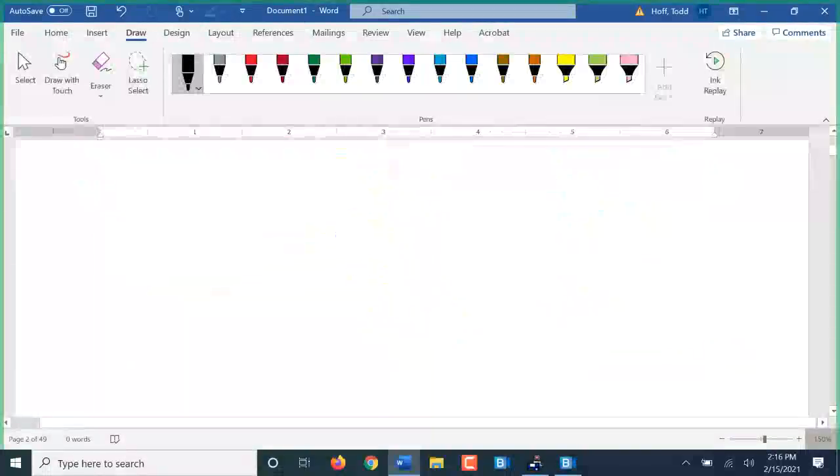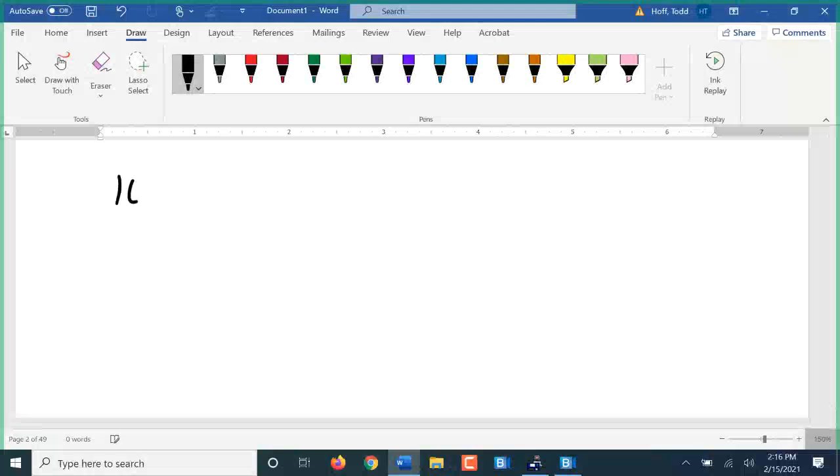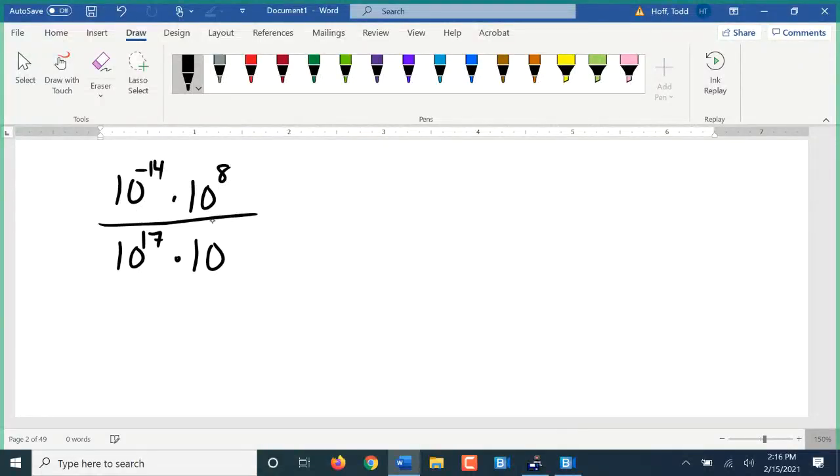So anyway, for right now, we're just looking at combining these powers some more. So let's look at something like 10 to the negative 14th times 10 to the negative 8th, divided by 10 to the 17th times 10 to the negative 29th. So here the fraction bar tells us we have to do what's on top first.